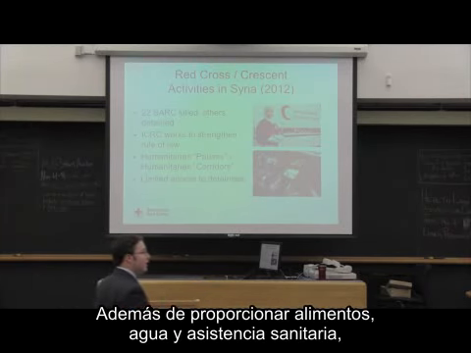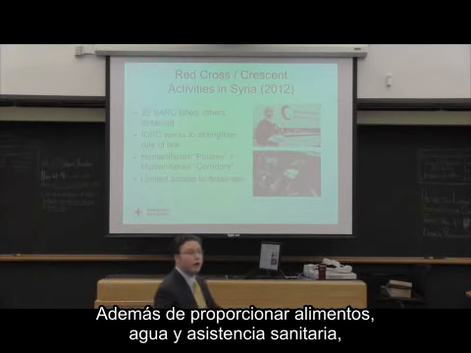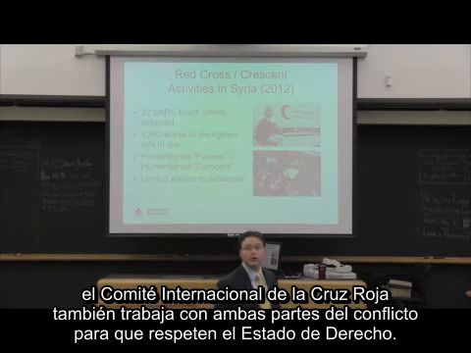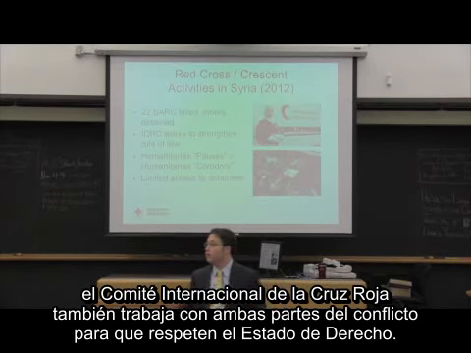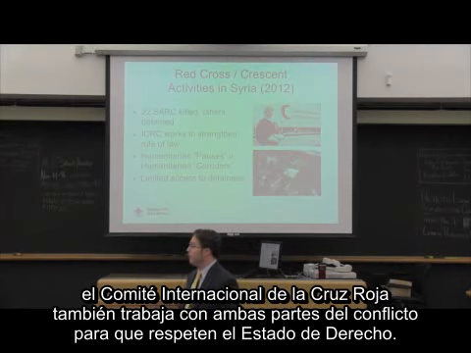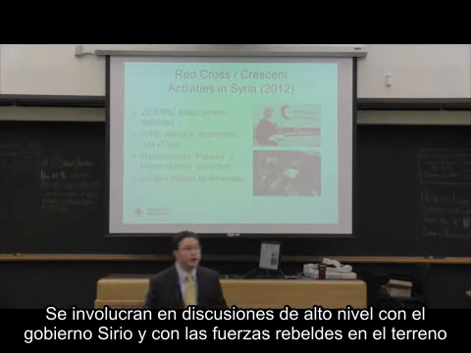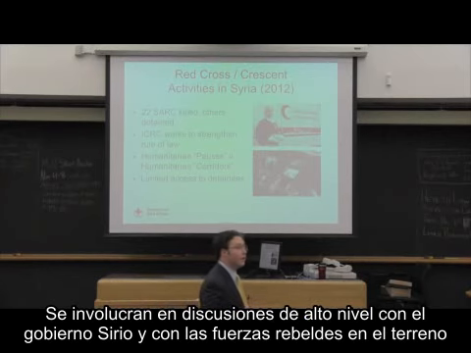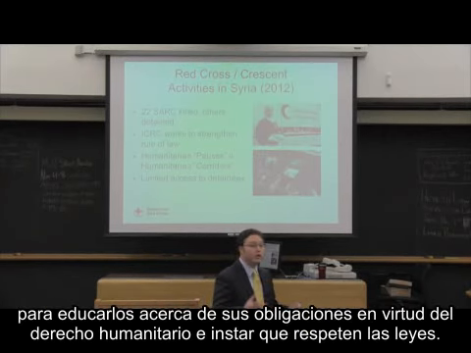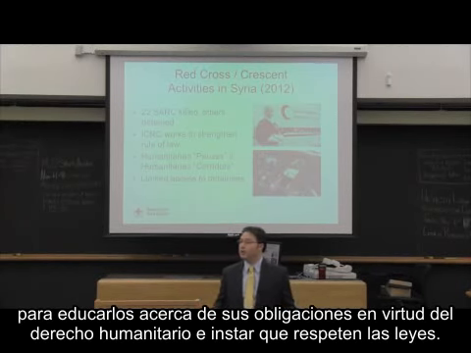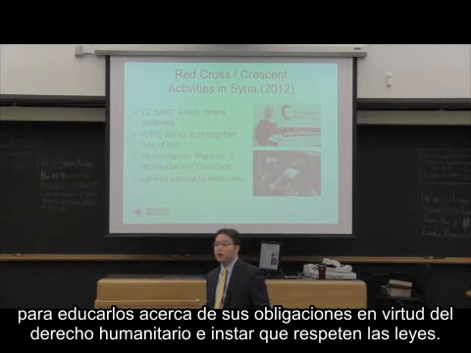The ICRC, in addition to providing food, water, health care, also works with all parties to the conflict to ensure respect for the rule of law. So they are in very high-level discussions with the Syrian government as well as rebel forces on the ground to educate them about their obligations under humanitarian law and to urge the respect for the rule of law.